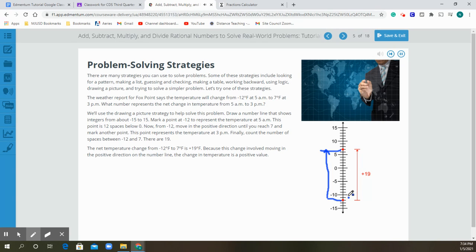There are 19. The net temperature change from negative 12 degrees Fahrenheit to 7 degrees Fahrenheit is positive 19 degrees Fahrenheit. Because this change involved moving in the positive direction on the number line, the change in temperature is a positive value.